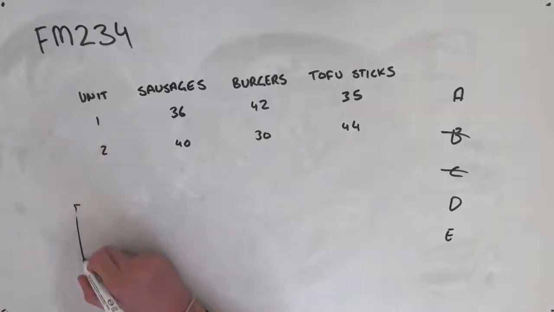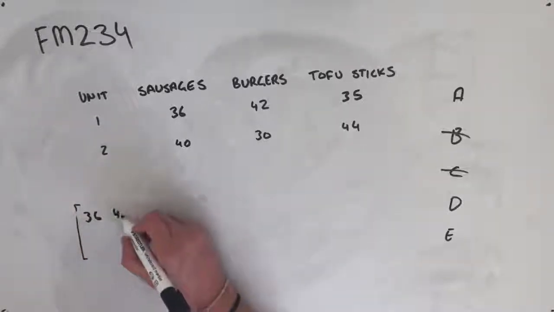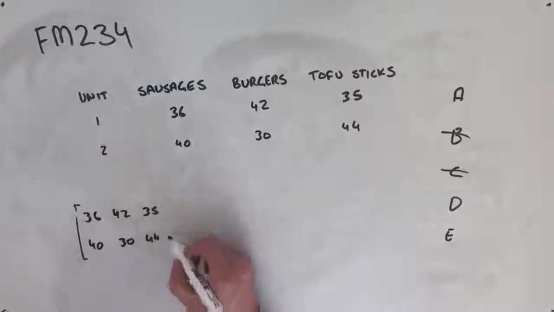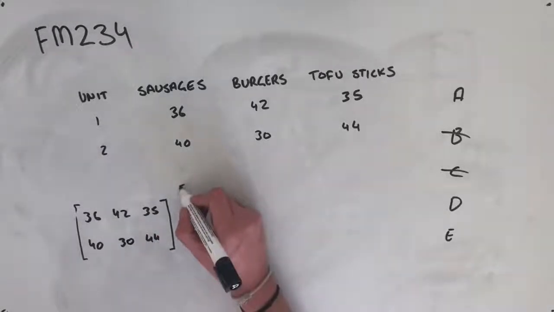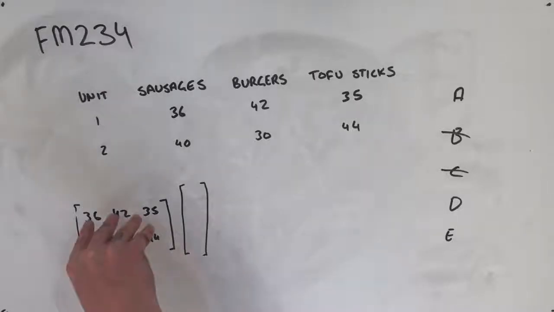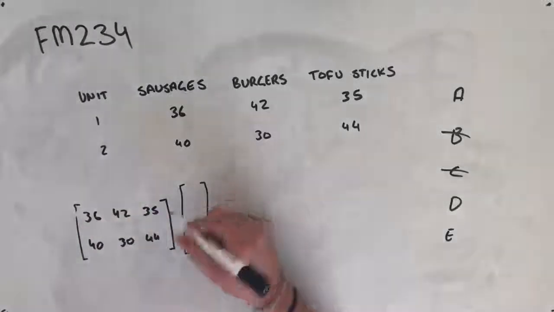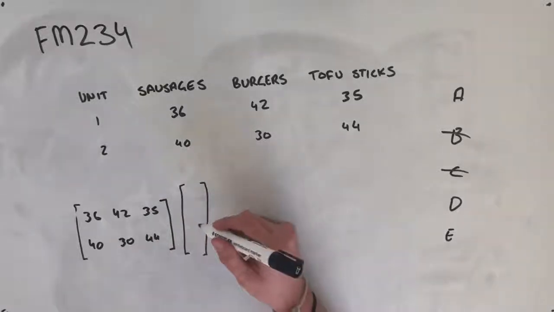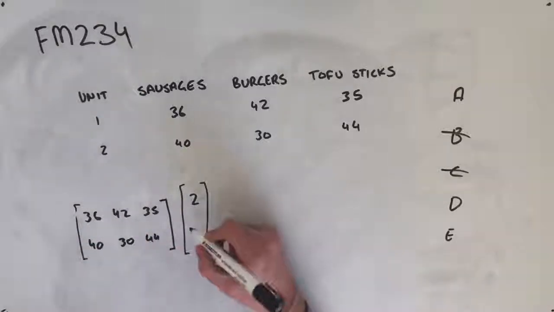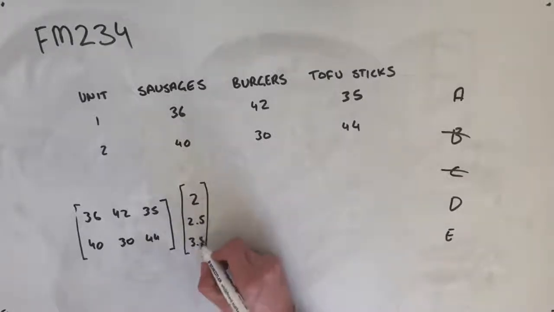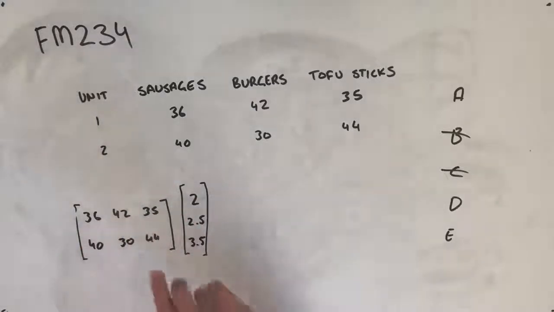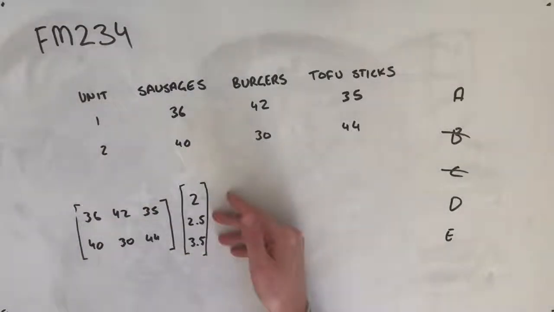We could take our 36 sausages, 42 burgers, 35 tofu sticks, 40 sausages, 30 burgers, 44 tofu sticks, and then we could multiply that by a vertical matrix. So of course, when our first row is plugged into our first column, we want that 36 to line up with the cost of a sausage, as that is the sausages. So we'd have 2, and then much the same, we want the burgers to line up with the cost of a burger, 2.5, and then 3.5. So having it set up like this means that the numbers of sausages, burgers, and tofu sticks are going to line up with the cost of each when they're multiplied.